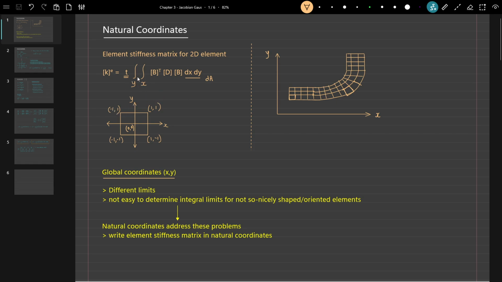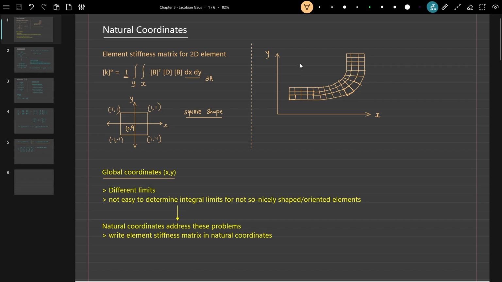So we have seen the element stiffness matrix for a perfectly shaped, that is square shaped, quadrilateral element in a previous lecture, and we also took the element center as 0, 0. So for this element we did.